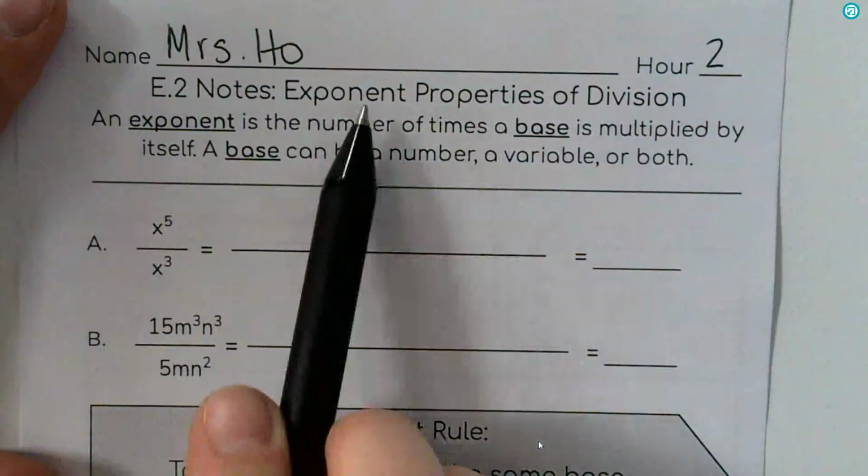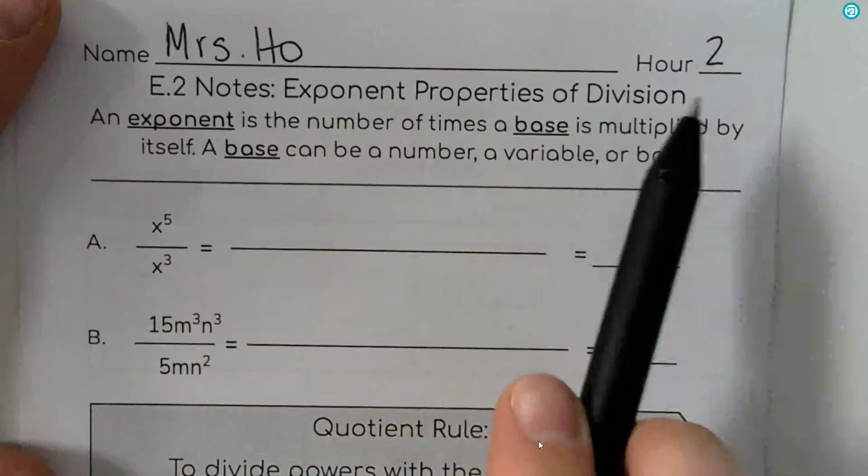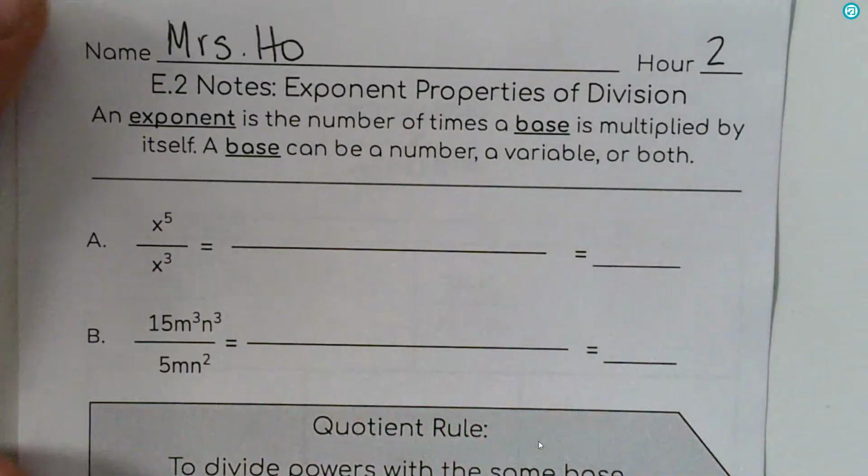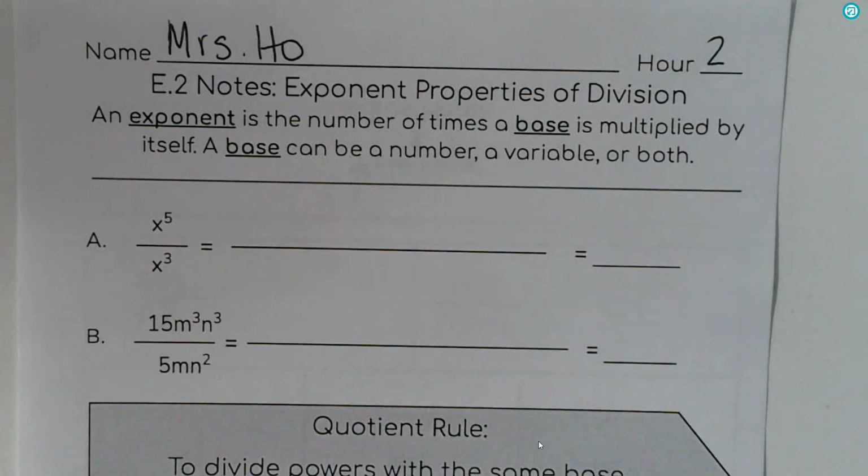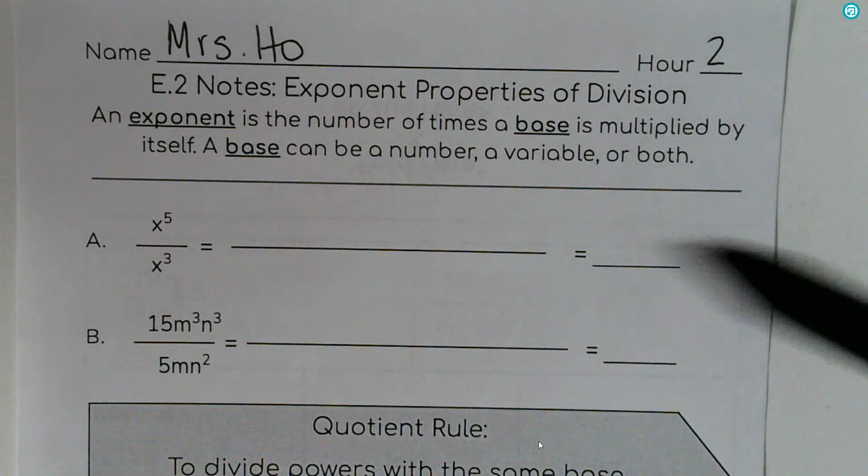E.2 notes were called exponent properties of multiplication. These are called exponent properties of division, okay? A lot of them are going to be kind of the exact opposite of the ones that we learned of multiplication. Well, one of them is. And then the other ones deal with what happens when you get a negative exponent, what happens when you get an exponent of 0.